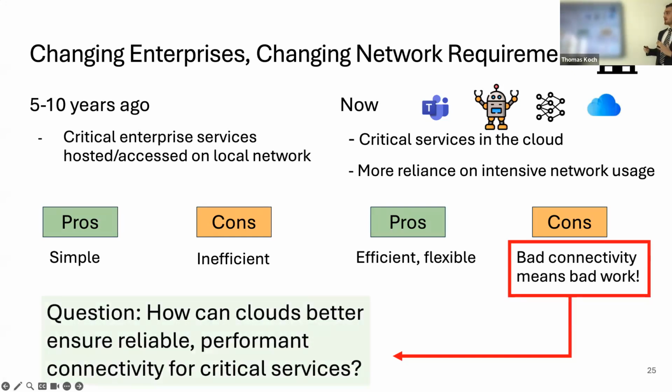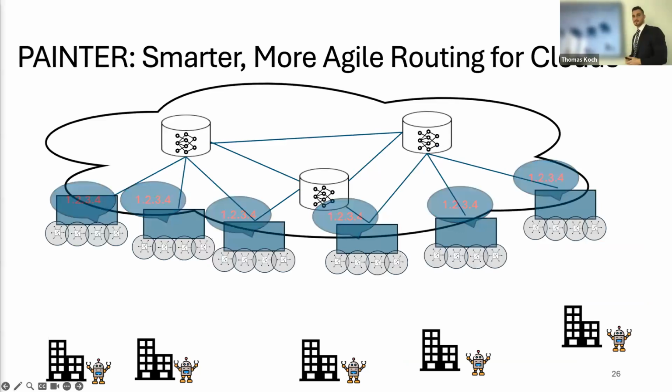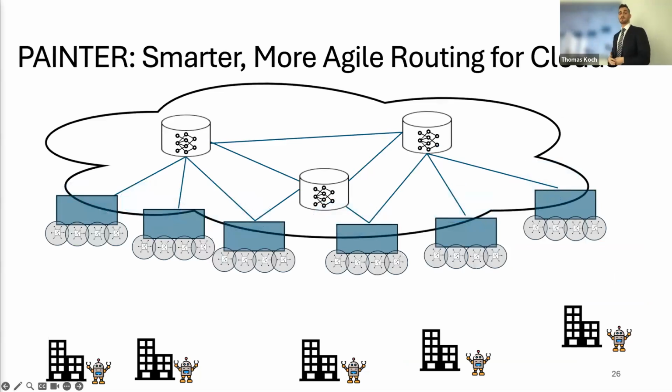And I went and solved this problem by building a system that I called Painter. And Painter kind of starts with, well, first ditching Anycast. Anycast just won't do, it's not performant enough. And my motivating use case here is you have a bunch of enterprises, and maybe the enterprises have robots that are interacting with the cloud to make decisions, evaluate machine learning models, that sort of thing.